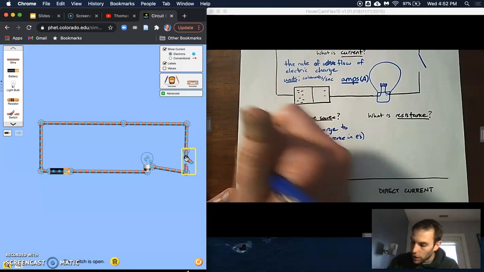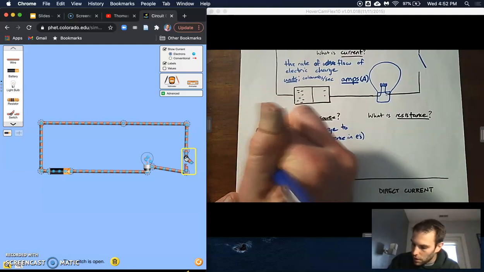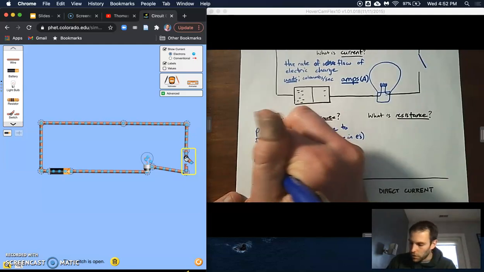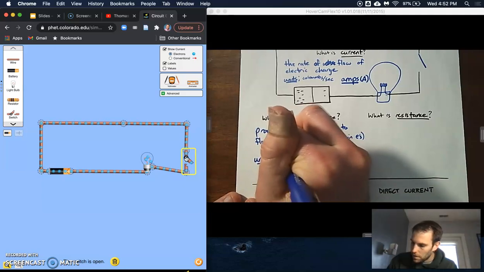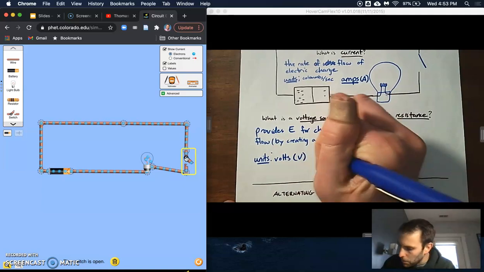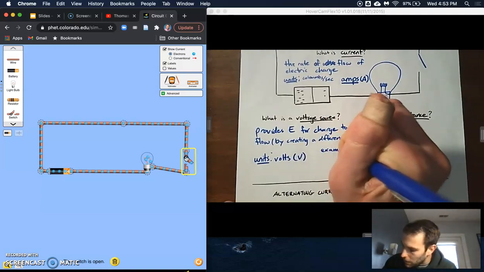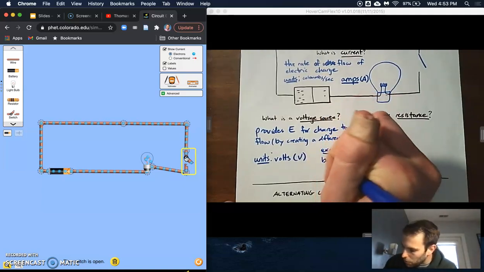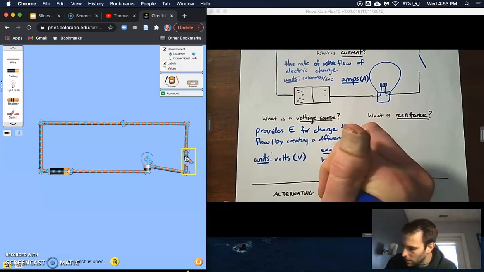All right, so our unit for a voltage source, or for voltage, is going to be volts, which we represent as a V. And for examples, we just talked about a battery, but an outlet could be another example of a voltage source, your power source. Makes sense, right?